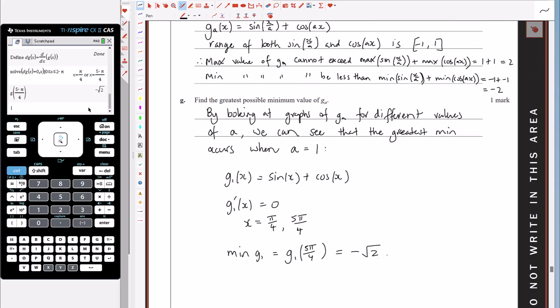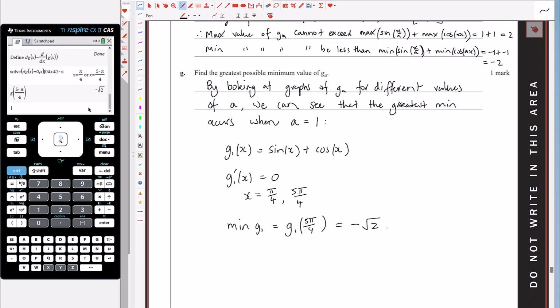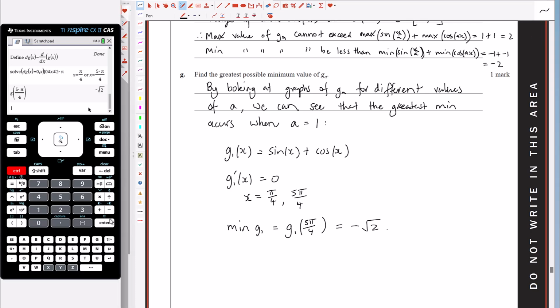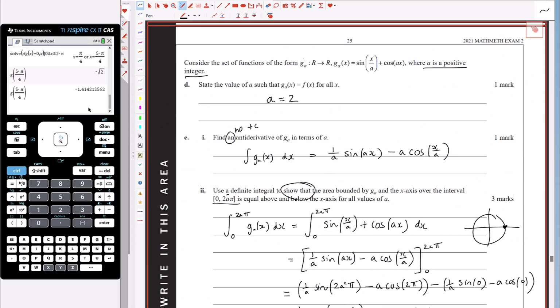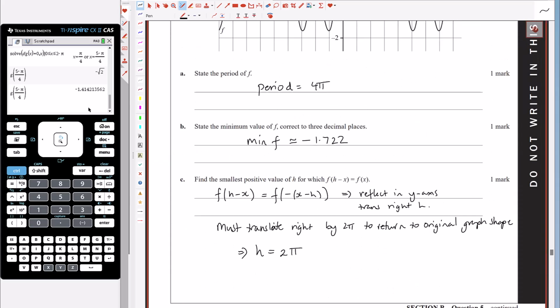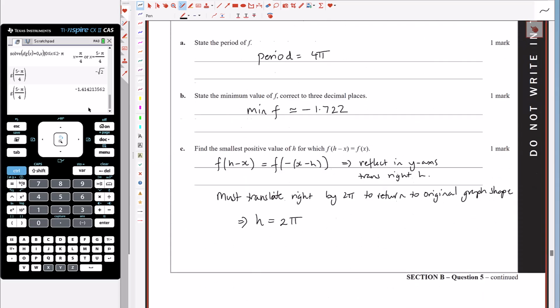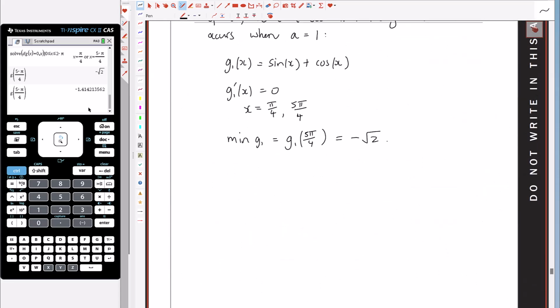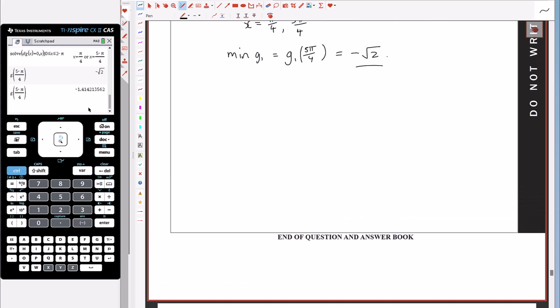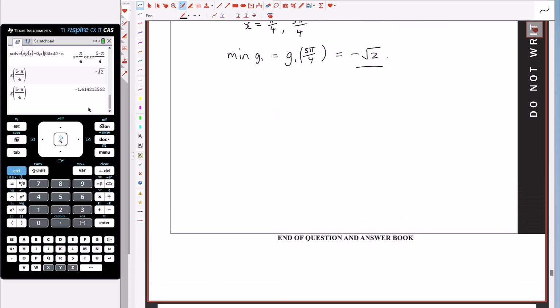So the greatest possible minimum value of GA is negative root 2, which is about negative 1.4. We saw earlier that when A equals 2, the minimum value was negative 1.7, and so this is obviously higher than that, so it is a greater minimum. Alright, and that's the last question of the 2021 exam 2.